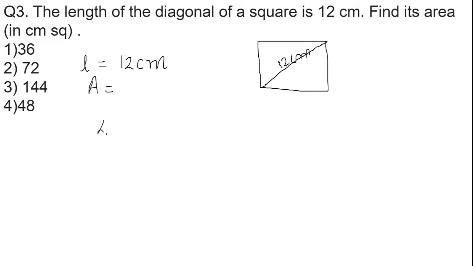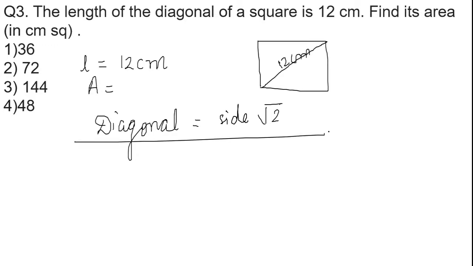Now the first formula that you have to know: the diagonal of a square is equal to side under root of 2. This is the formula for the diagonal of the square. The second formula that we have already studied in the previous class is that the area of the square is equal to side square. Based upon these two formulas you can simply solve this question.